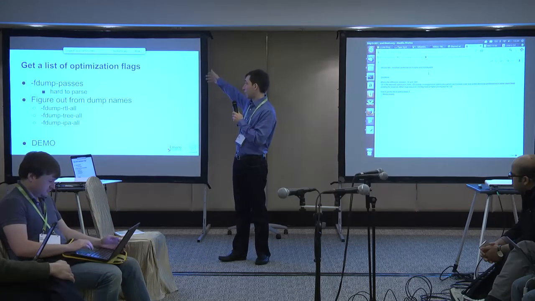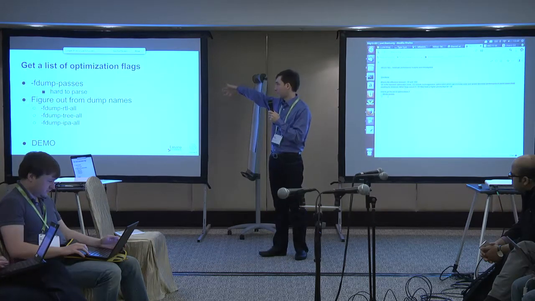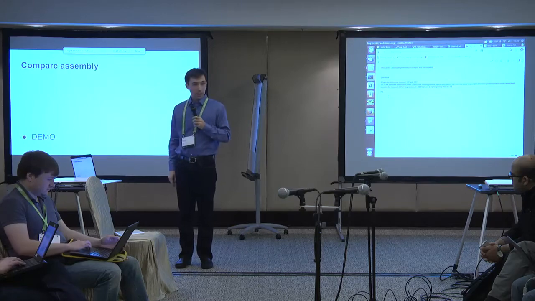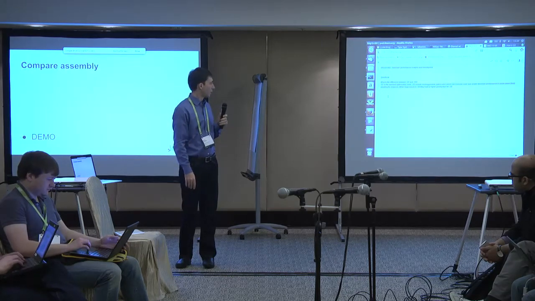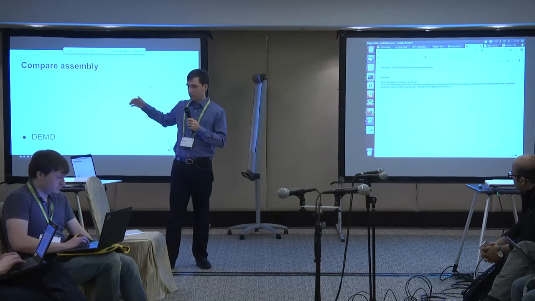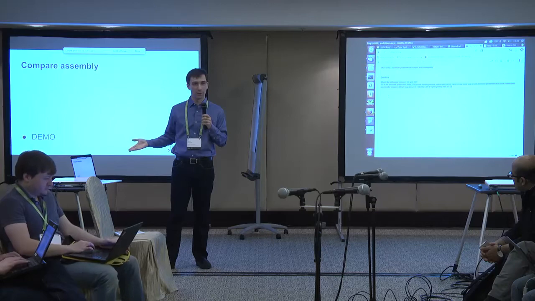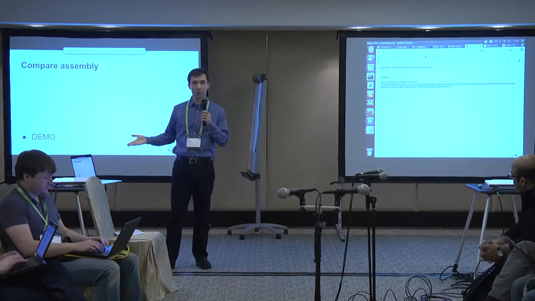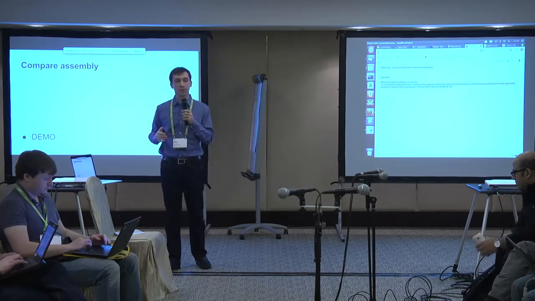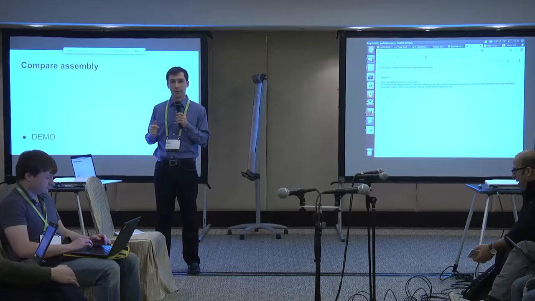We already skipped through this slide. This is how we can get a list of optimization flags, either dump passes or figure it out from the dump names. After we know that we have a specific optimization responsible for the performance regression, what do we do? We go and compare the assembly generated by the 2 versions of the compiler.